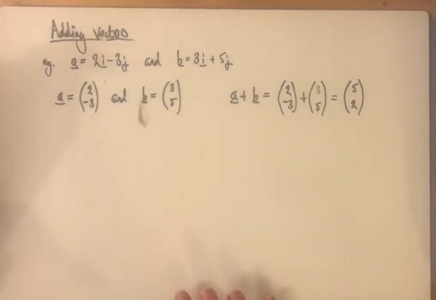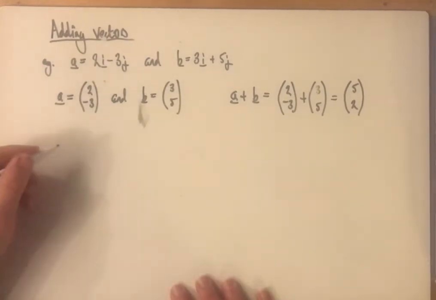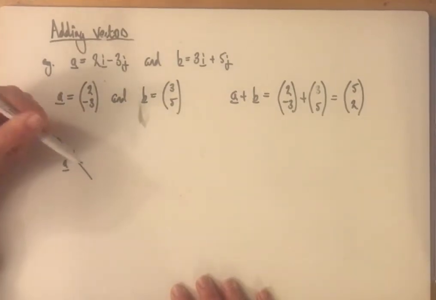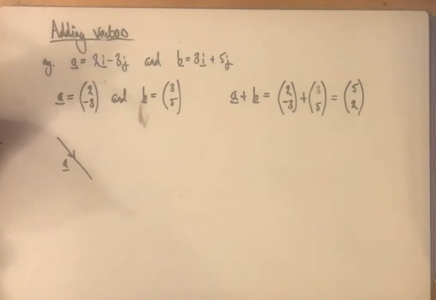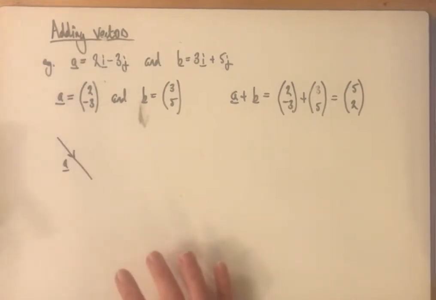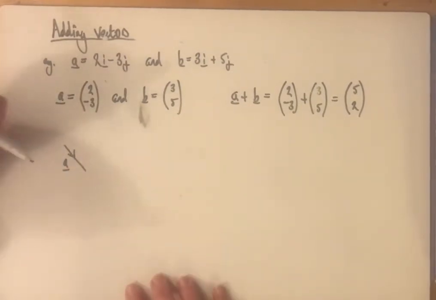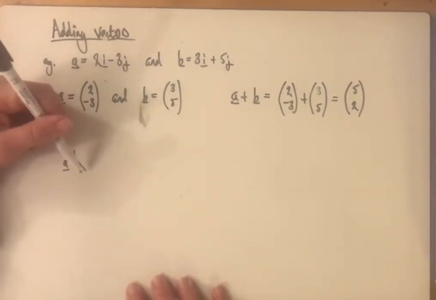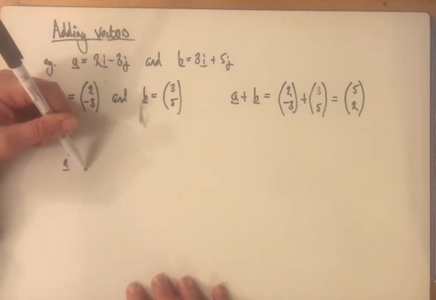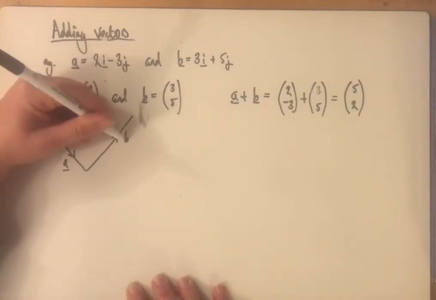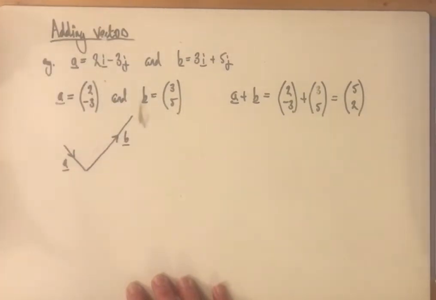What's happening geometrically? We've got A, which is 2, minus 3. So it's looking something like that. And then B is 3, 5. I'll make it a bit shorter actually. B is 3, 5. So I'm going along 3 and up 5 to get to B. So B is going to be doing something like that.